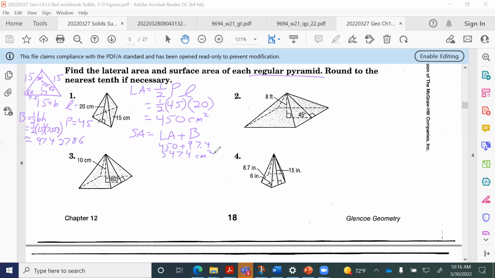All right, number two. On a lot of these, they don't give you the slant height. So on number two, the only thing they gave us was the height of the pyramid. That's it. There's a lot of information missing. We don't know the perimeter, we don't know the slant height, but can we find it?